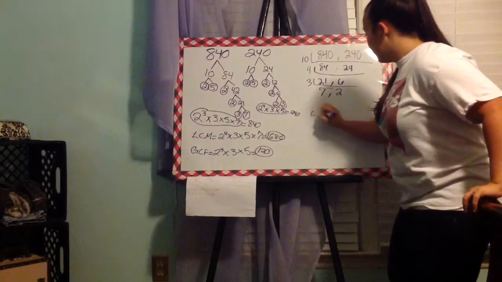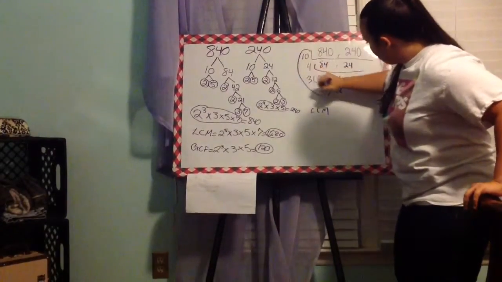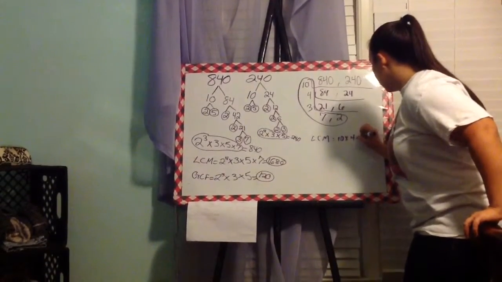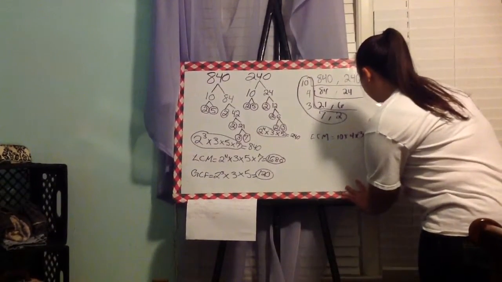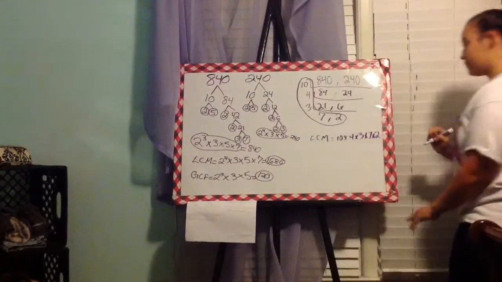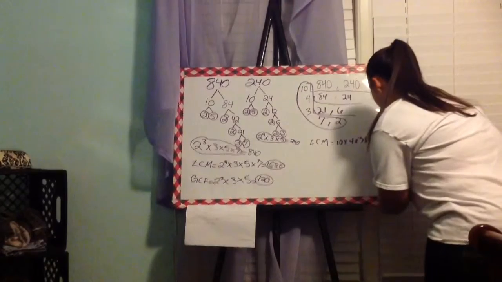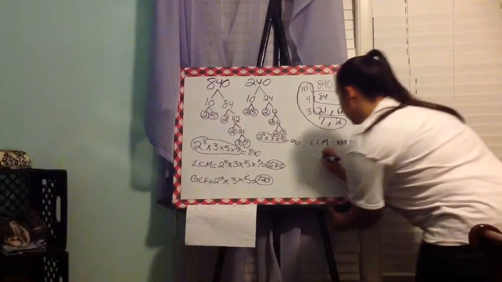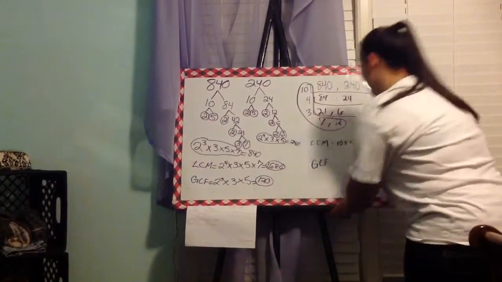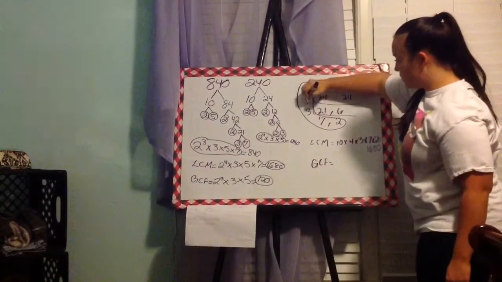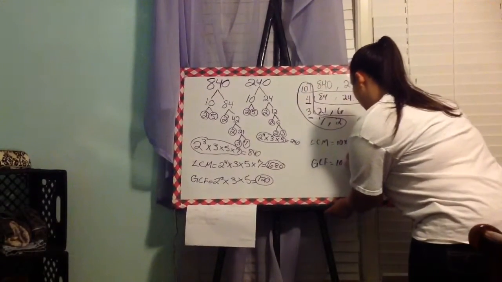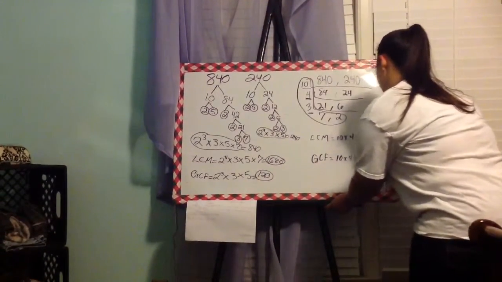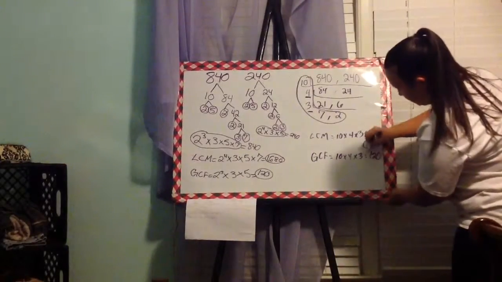So to find the LCM, we multiply everything on the side. So 10 times 4 times 3 times 7 times 2. And that equals 1,680. And then to find the GCF, we're going to multiply everything on the side. So 10 times 4 times 3. And that equals 120. So the LCM is 1,680. And the GCF is 120.